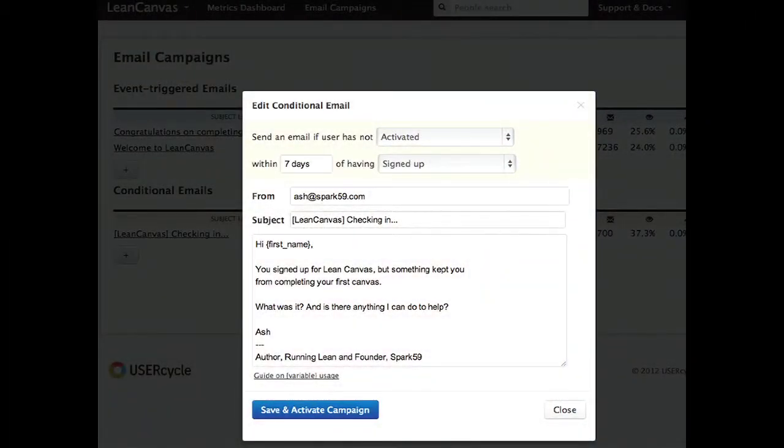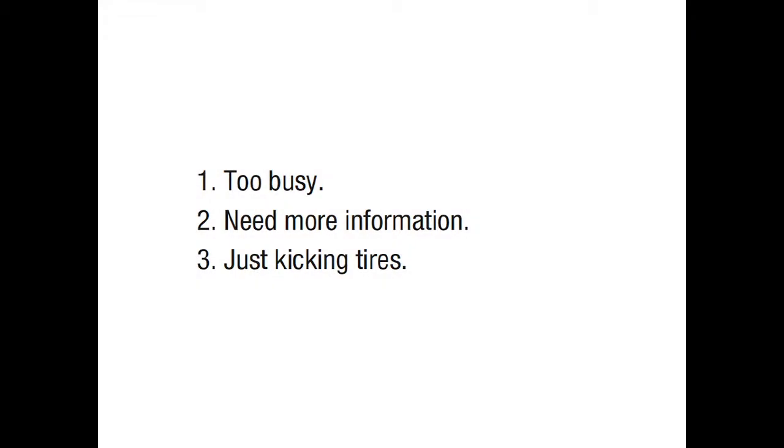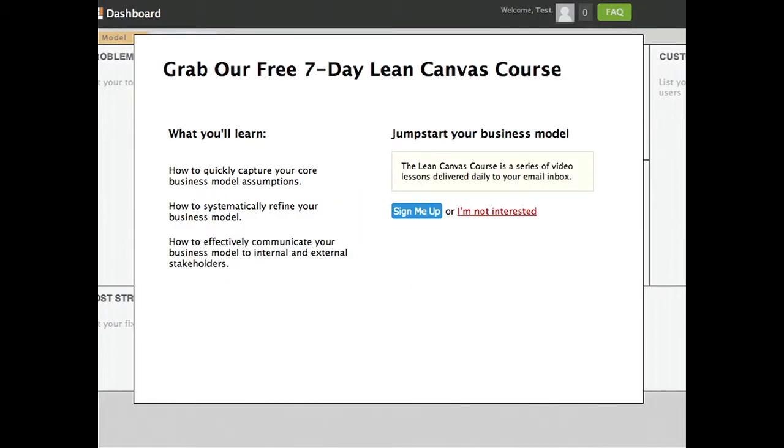Now, this single email campaign alone generated 20 to 30 email responses every single day, and it is through these responses that we were able to identify the top 3 reasons why people weren't activating. Now, you'll notice that none of these were usability issues, where all our initial efforts were directed. We were trying to optimize that flow. We decided to tackle the second item on this list, which was kind of the lower hanging fruit here, by building a 7-day Lean Canvas course, which we set up as a split test.